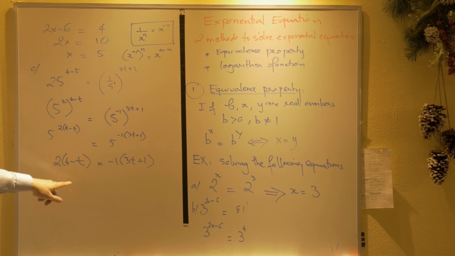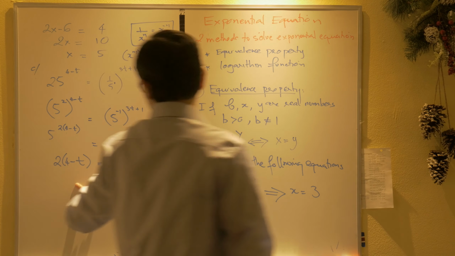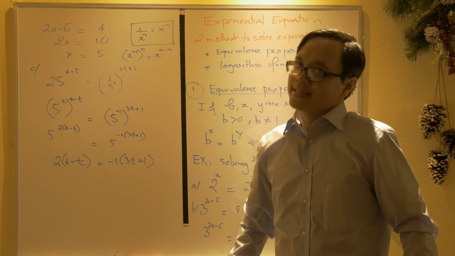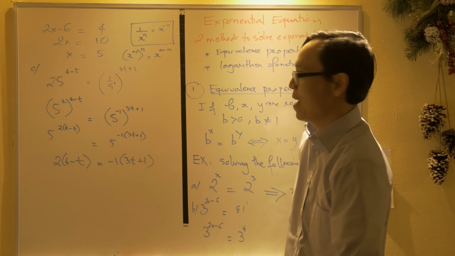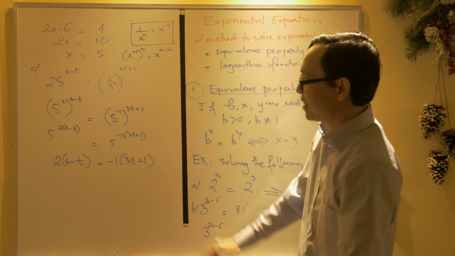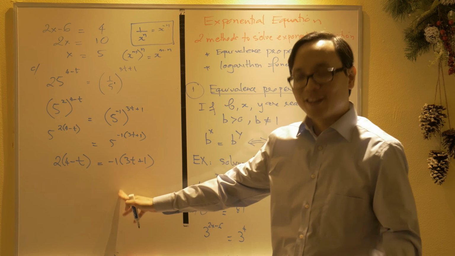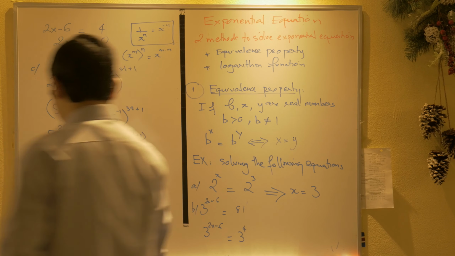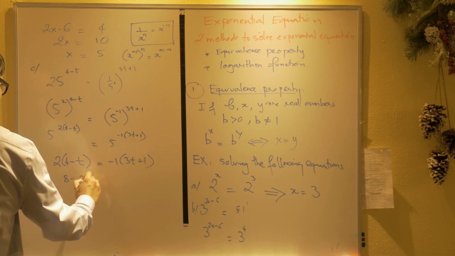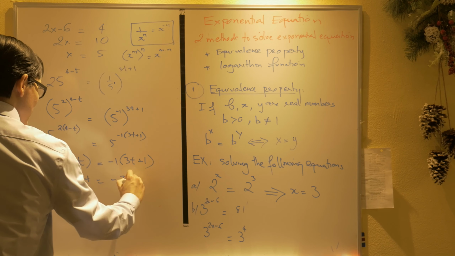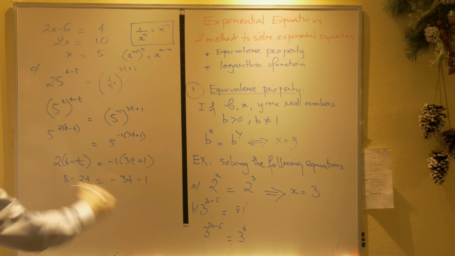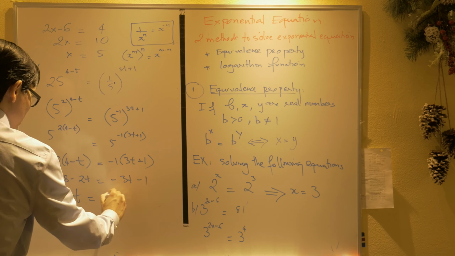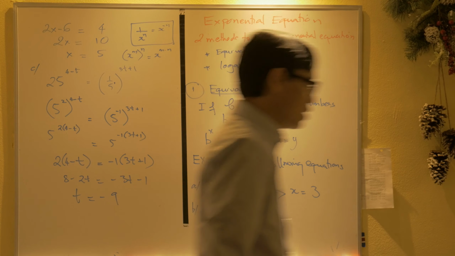And now this equation is very simple. Everybody should be able to do this. If you don't know how to do this, okay, please review. This is a two-step equation. After you have parentheses, you distribute it, right? I get 8 minus 2t equal to -3t minus 1, and that gives you t equal to -9.